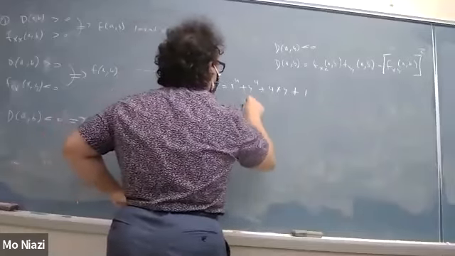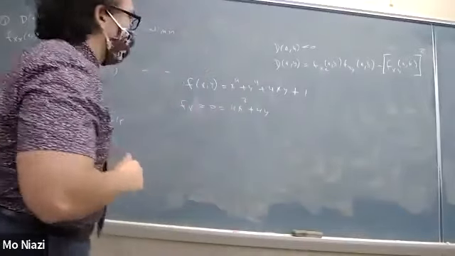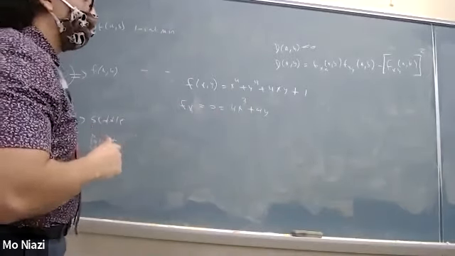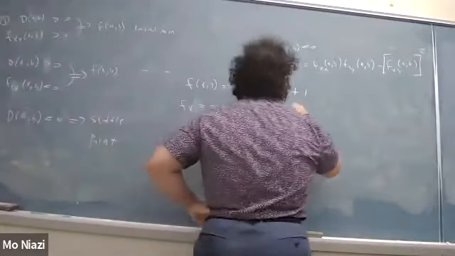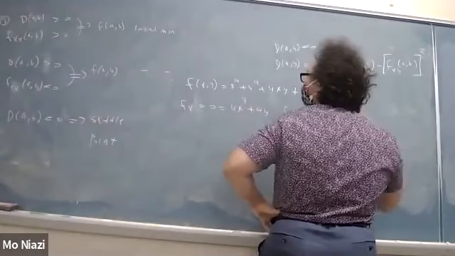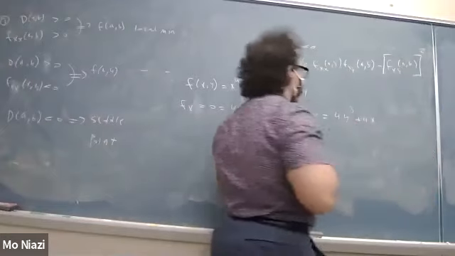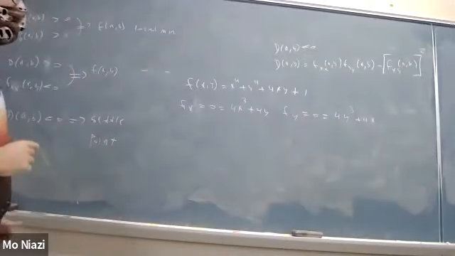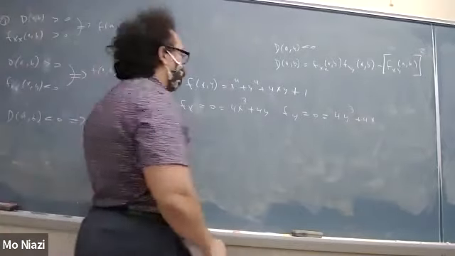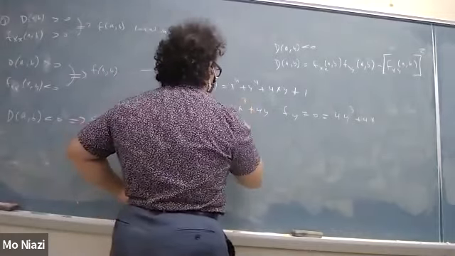So this is 4x cubed plus 4y. We're going to take partial x. So that goes to 0. That goes to 0. And then this becomes 4y cubed. That goes to 0. This becomes plus 4x. That goes to 0. All right. We need to solve these. What we can do is factor out a 4 and divide both sides by 4. And we get this.